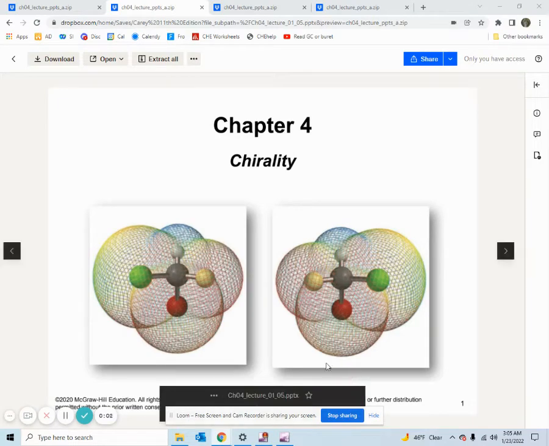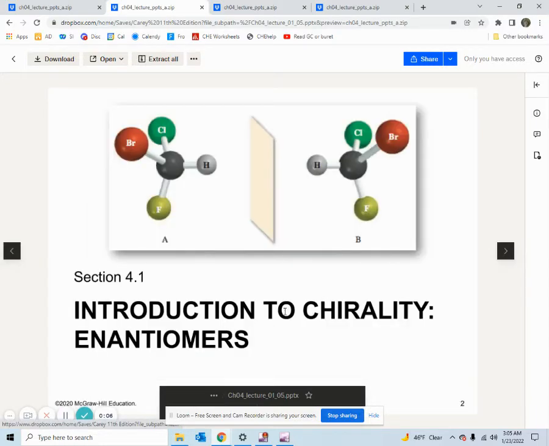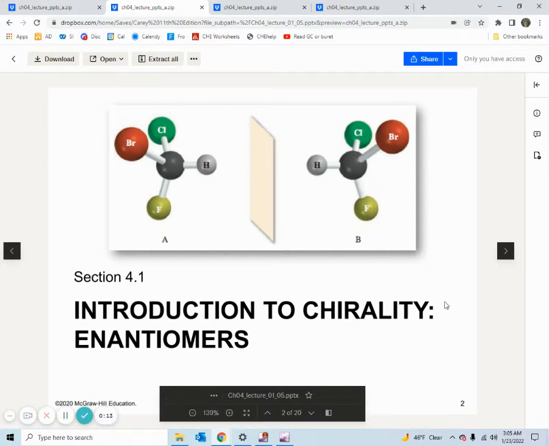Chapter 4, we'll start with chirality, so let's take a look here. 4.1, Introduction to Chirality. We're going to be looking here at enantiomers.